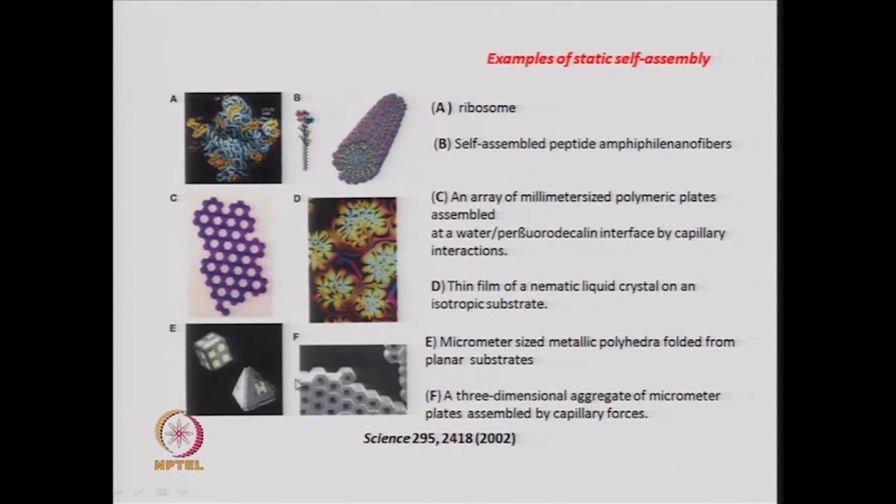You can have micrometer sized metallic polyhedra. So, this is in the shape of a cube, this is the shape of a prism, and these have actually been made from planar substrates. So, you have assembled this cube or this prism from a planar substrate of metal polyhedra, and that is another example of a static self assembly.